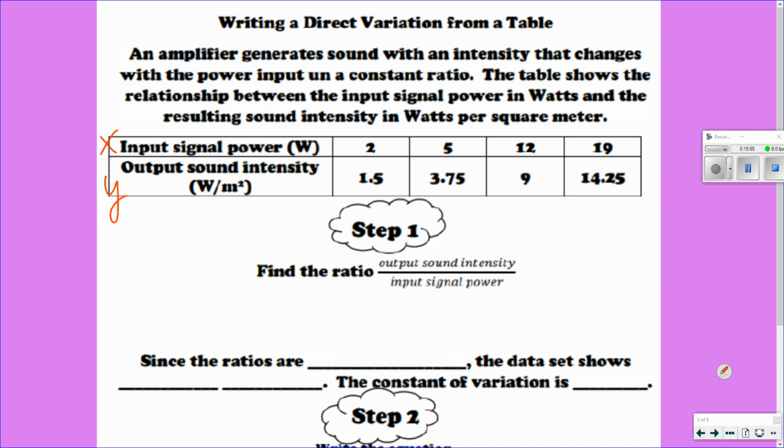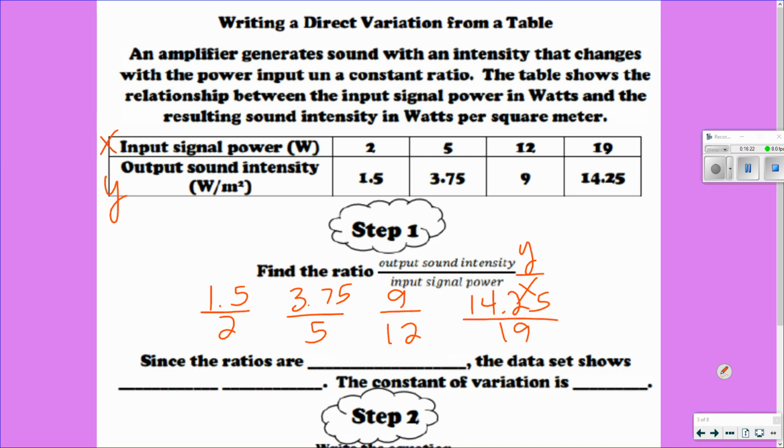First we need the ratio of output sound intensity, or Y, to input, X. So that would be 1.5 to 2, 3.75 to 5, 9 to 12, and 14.25 to 19. Can I only check one and be done? No, I have to check them all, because if I'm looking for a constant of proportionality, then I need to make sure it's constant the whole time.